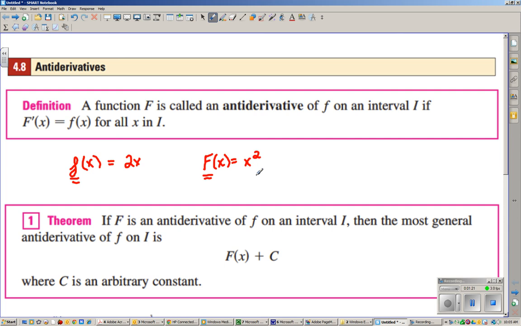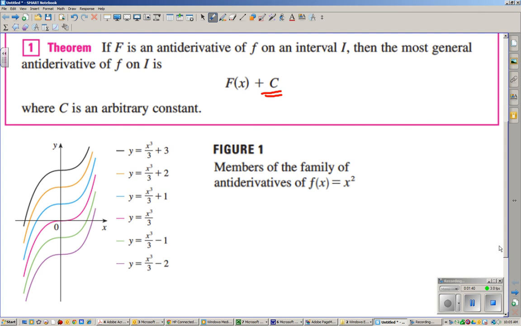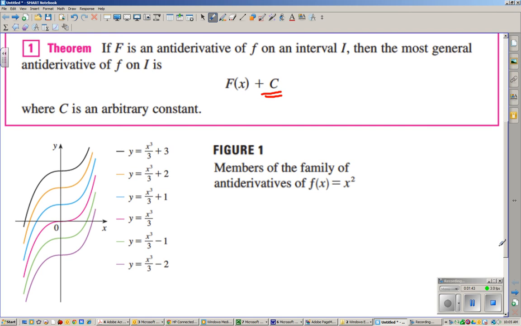Now, when we take the inverse, this first theorem is talking about the most general antiderivative, and notice that it's adding a c, or a constant, onto the end of it. And there's a great little diagram in this section, labeled Figure 1. Figure 1 is talking about the antiderivative, sketched here in red ink, of x squared.